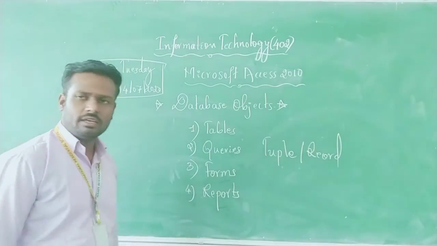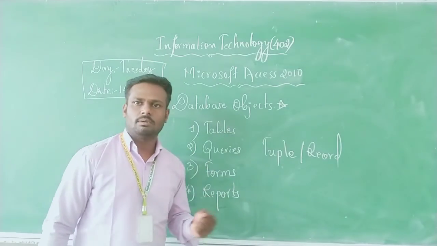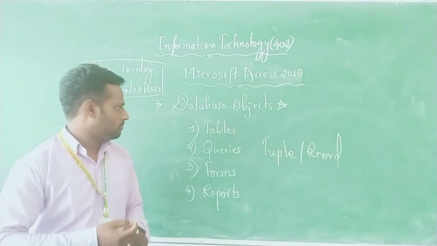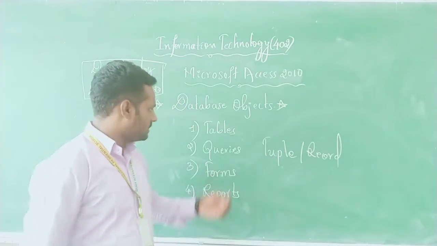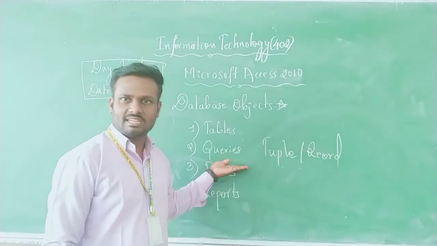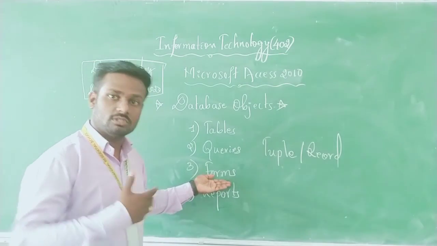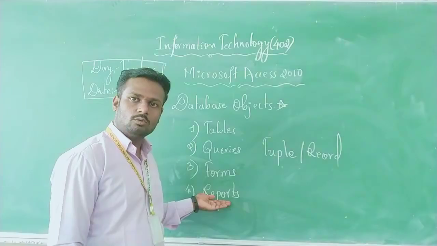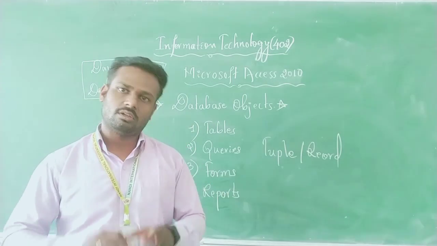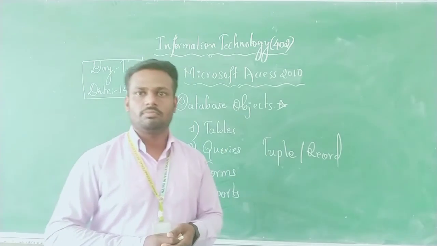These are the very important objects in a database, right? Table, queries, forms and report. From tomorrow we'll discuss one by one how the table works, what exactly the query is, how the forms will be generated, and how to generate the report. All these objects we'll see in detail in the next class.